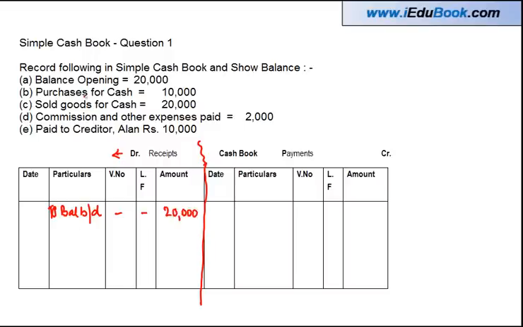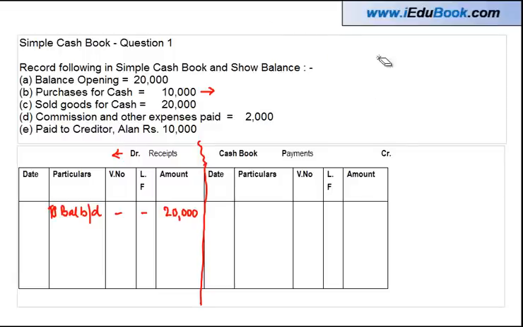Purchases for cash. So you have made a cash purchase. When you make a cash purchase, what will you do? You will make a payment. Okay. Or is it a receipt? What is the entry that we pass for cash purchases? We say cash account debit because we receive cash. Okay. Am I correct? No, I'm not correct.